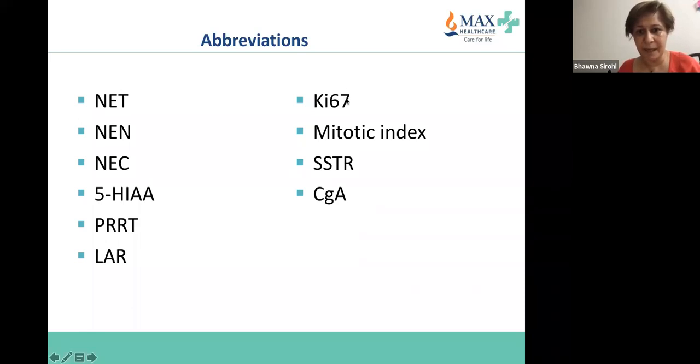Yeah. So PRRT again is peptide receptor radionuclide therapy. Long-acting repeatable LAR octreotide, you will hear a lot while I'm talking. So LAR just means that it's not short-acting, it's a long-acting hormone therapy that we are giving. Ki67, again, in breast cancer, we talk about it, but in breast cancer, it is not as standardized as it is in neuroendocrine neoplasms. Again, both of these, Ki67 and mitotic index, are about how fast the cancer cells are dividing. SSTR is the somatostatin receptor, and CGA is chromogranin A.